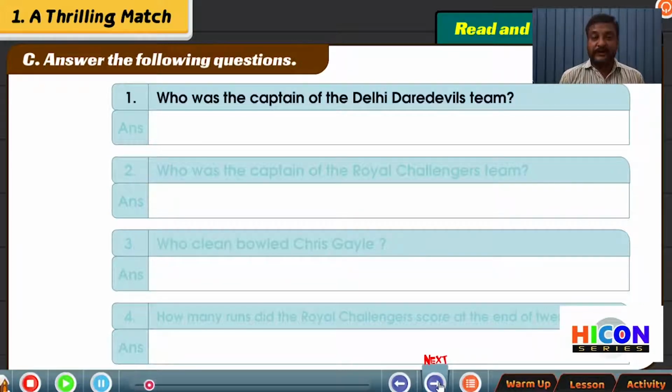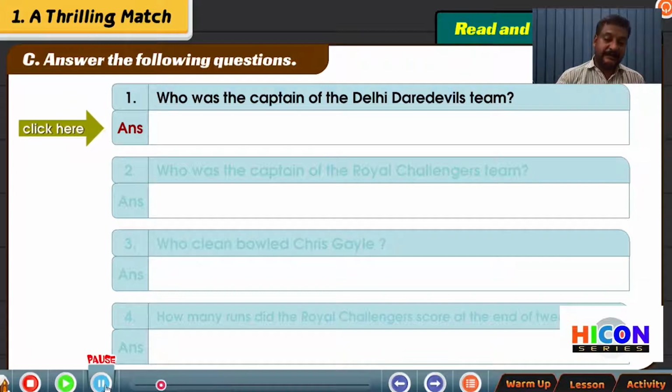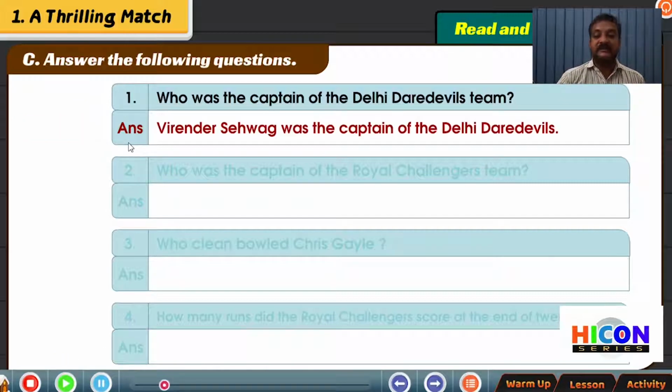Answer the following questions. Right? We have got the questions over here, and we need to find the answers for that. The first question is, who was the captain of the Delhi Daredevils team? Who was the captain of the Delhi Daredevils team? So who was the captain?